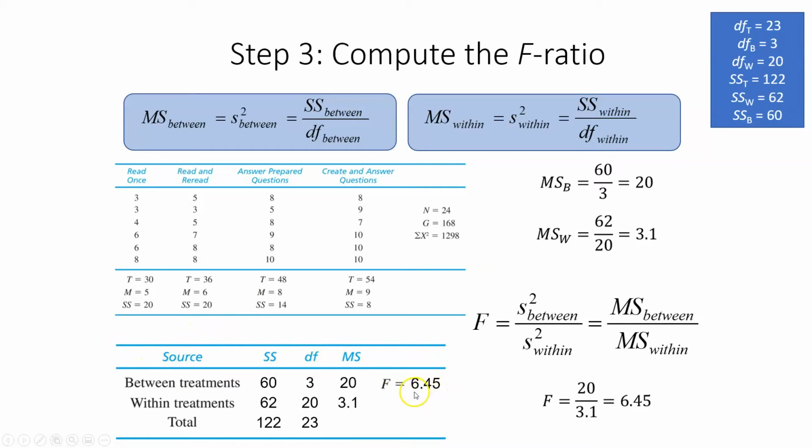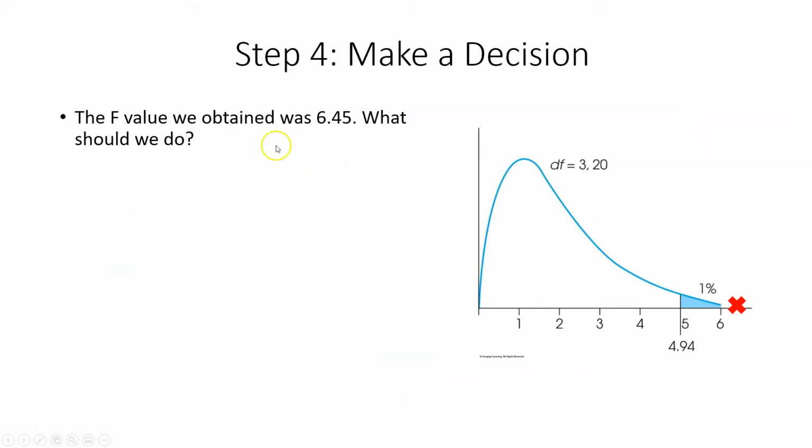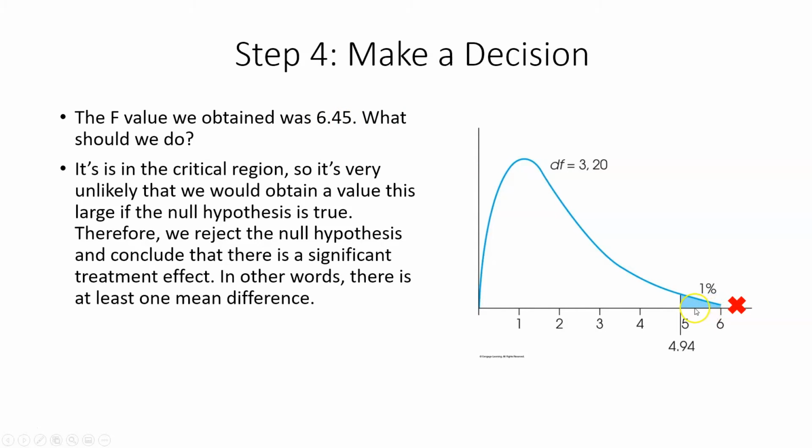We have to now, as step 4, figure out what to do with this 6.45. If we look at our original distribution, we marked off the critical region as anything above 4.94. Our obtained value was here, which means we reject the null hypothesis and we say we obtained a value that we would not expect to get by chance if the null hypothesis were true. Therefore, we conclude that there is a significant treatment effect. In other words, there's at least one mean difference between those four groups.